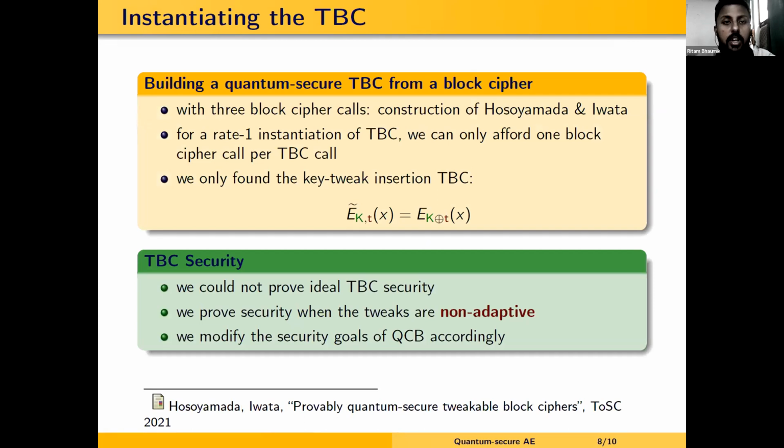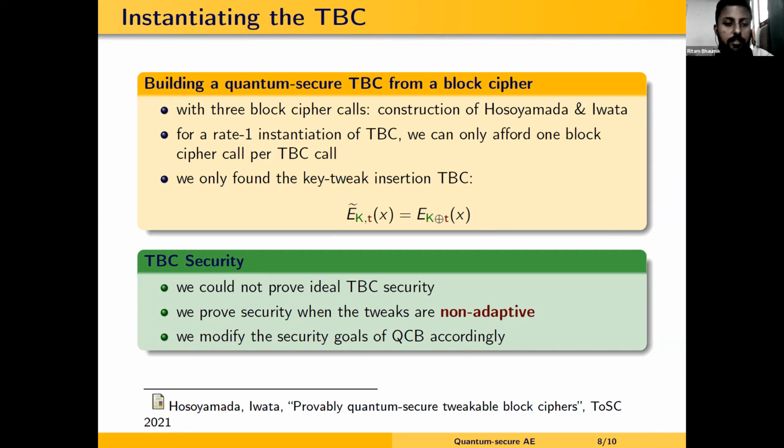We try to explore some actual TBC, which can help us instantiate this QCB. And for this, there can be several TBCs. For instance, there is a TBC with 3 block cipher calls per TBC call by Yamada and Iwata. But we want to use something that is rate 1, because otherwise our construction is no longer rate 1 on the block cipher. But we found that the key tweak insertion TBC, where the tweak is simply XOR with the key, actually works quite well for our purpose.